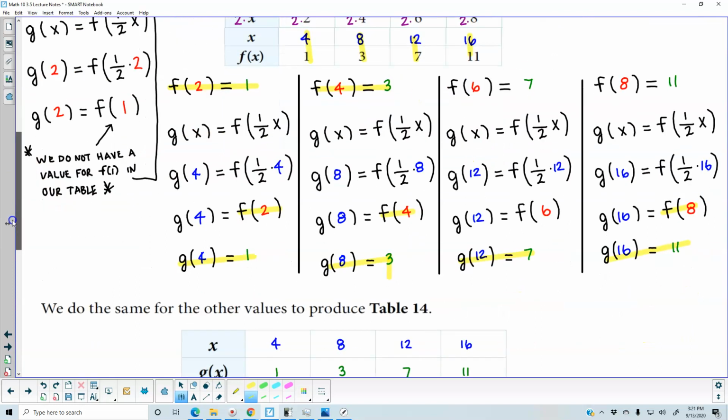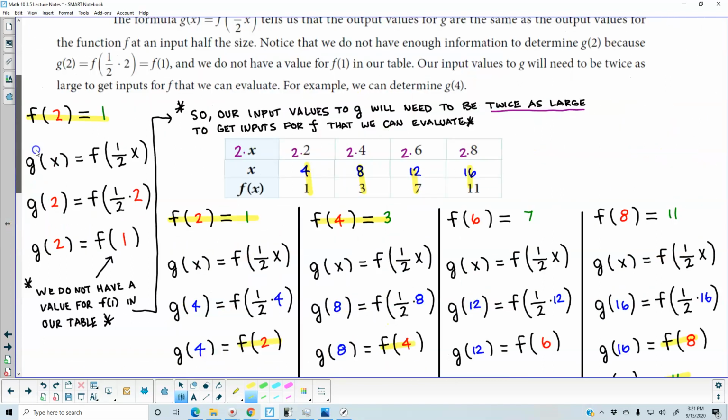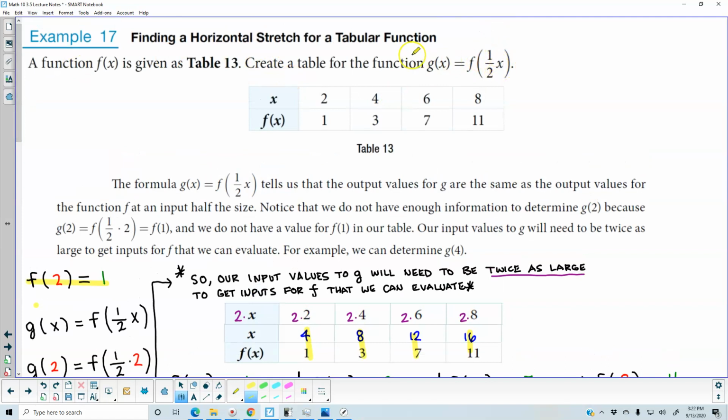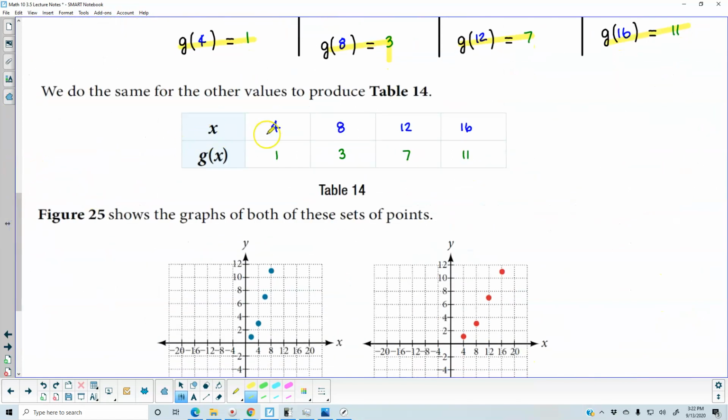So what happened to our x values? Well, we do the same for the other values to produce that. So we got 4, 8, 12, and 16 as now our inputs. Because what we've done is we've doubled. So 1 half of x meant that we needed to multiply the input times 2. Because this is 1 half, we had to multiply all the x inputs by 2. And this proved it. So this is our new table: 4, 8, 12, and then 16.